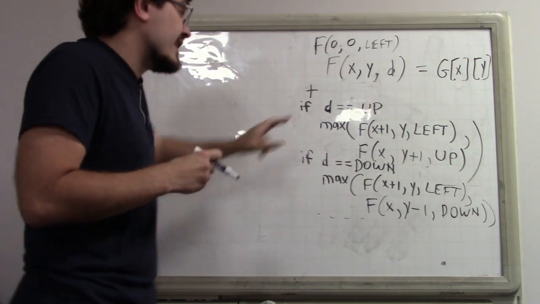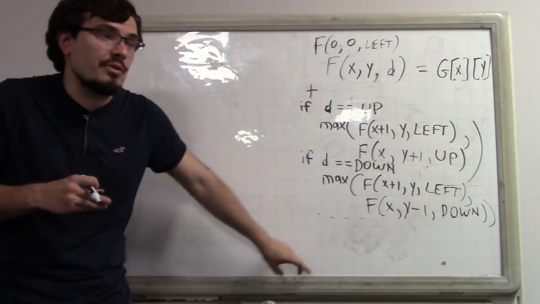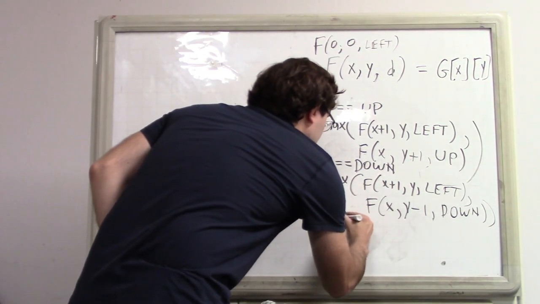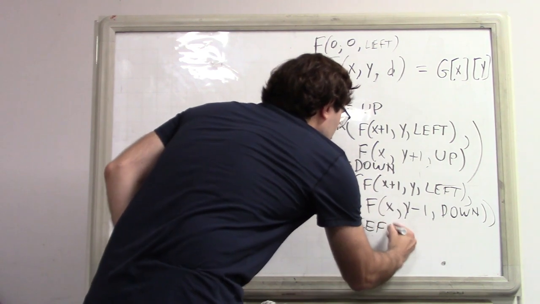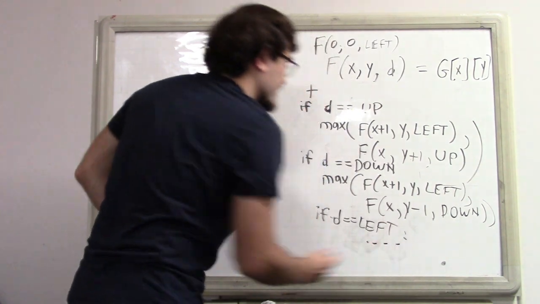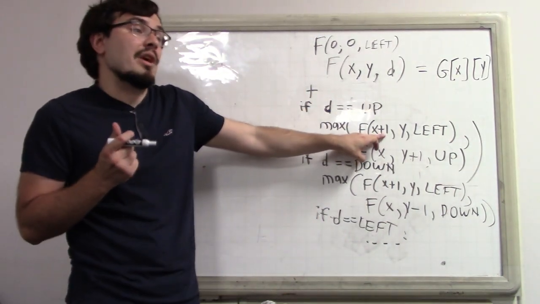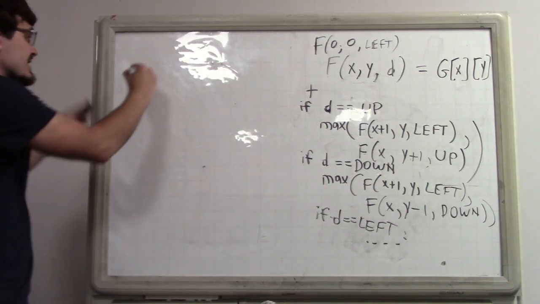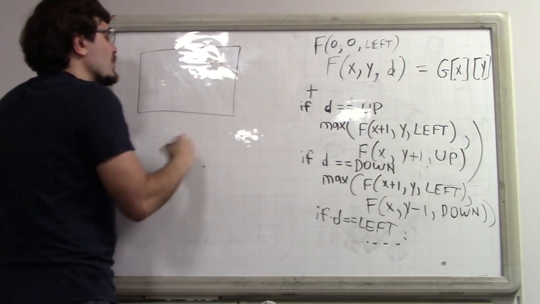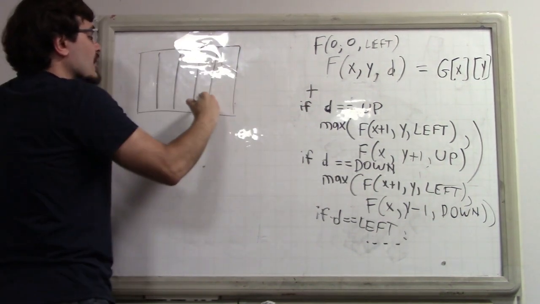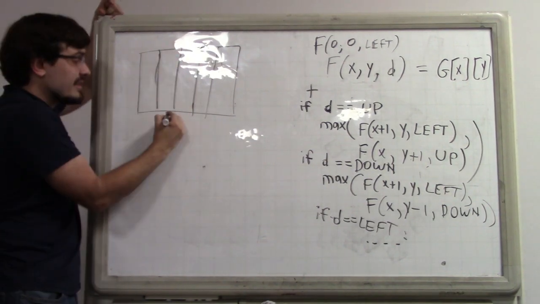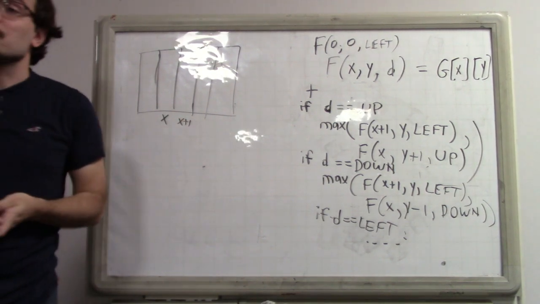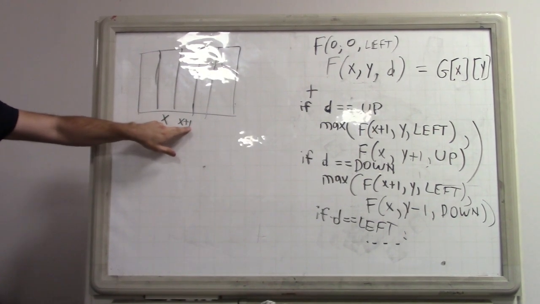Clearly, we saw that any of these three cases, and there was one more here, I'm not going to rewrite it, a d equals equals left, might invoke this one, x plus one. Basically, smaller values of x may depend on larger values of x. This suggests that we're going to have a sweep order that evaluates columns from right to left. Any x here may depend on x plus 1. So we have to evaluate higher values of x first, so that when we evaluate x, we already have the value for x plus 1.